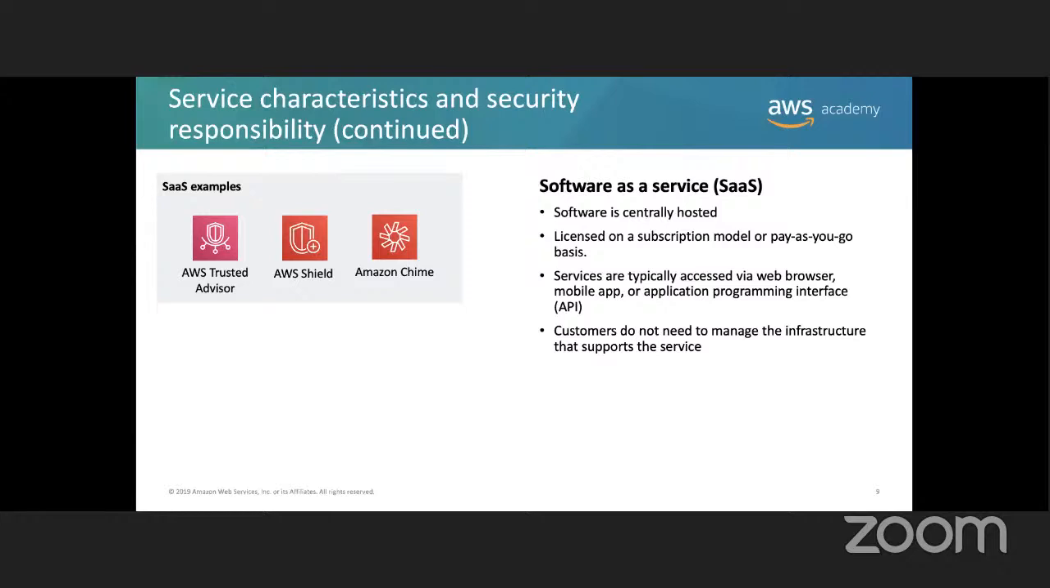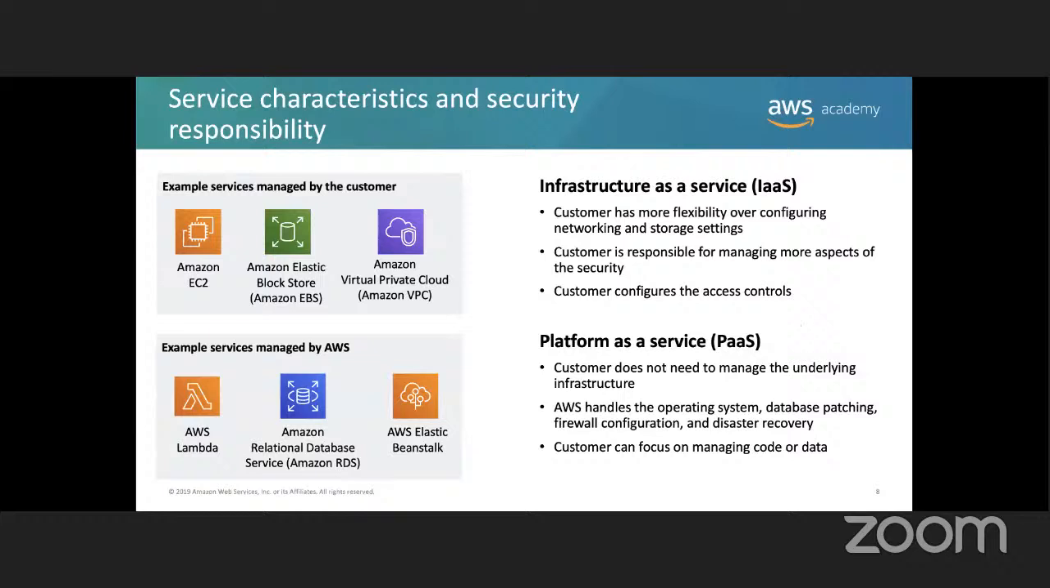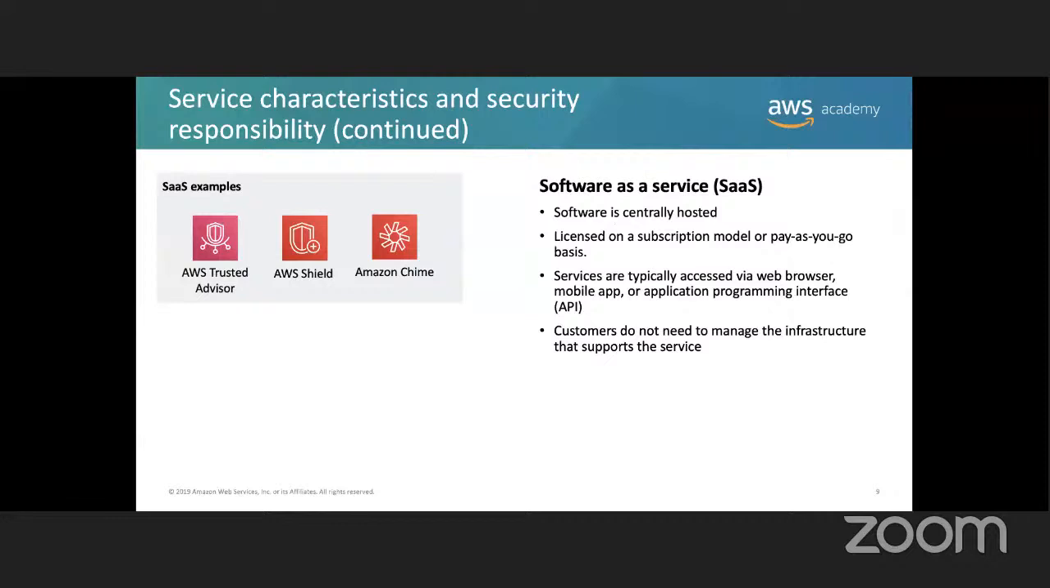AWS's or Amazon's service. Software is centrally hosted, right? Centrally hosted, licensed on a subscription model and a pay-as-you-go basis. Services are typically accessed via web browser, mobile app, or application programming interface, and customers do not need to manage the infrastructure that supports the service. With infrastructure as a service, you have more control. Platform as a service, you have less control. You start losing control. And then when you get to this one, you have little control or no control at all.